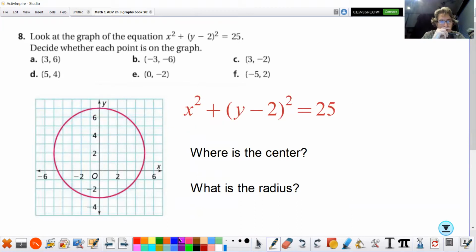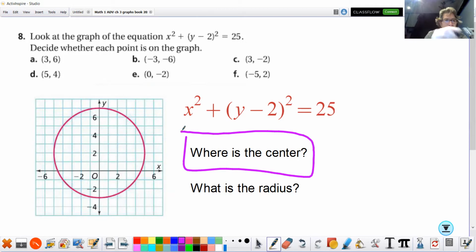Look at this circle. Can you tell where its center is? I put, where is the center? And it looks like it's about right there, right? Doesn't that look about the middle? Well, it looks like here's 0. So it looks like it's at 0 and up 2, isn't it?